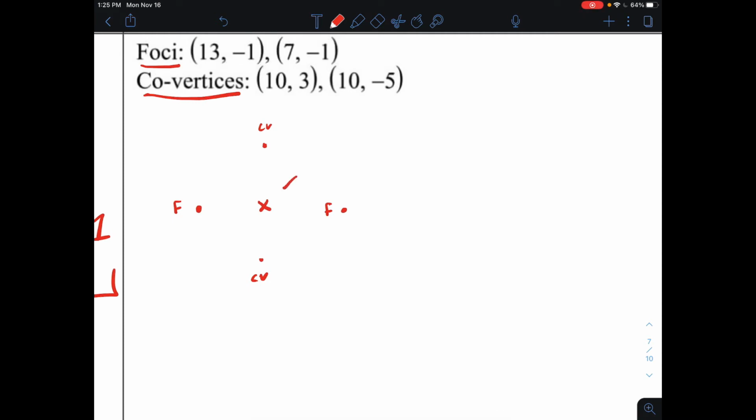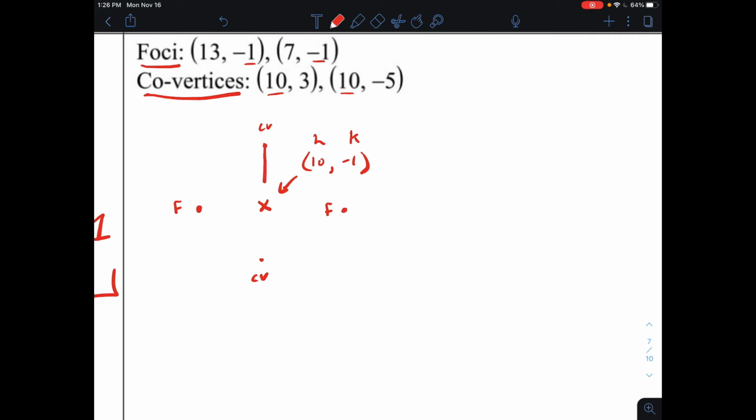The center is going to be right smack in the middle between the foci and the covertices. So looking at what we have, the foci share the y value of negative 1, so my center is going to have a y value of negative 1. Covertices share the x value of 10, so my center should have an x value of 10. So our center is at 10, negative 1. We get h and k.